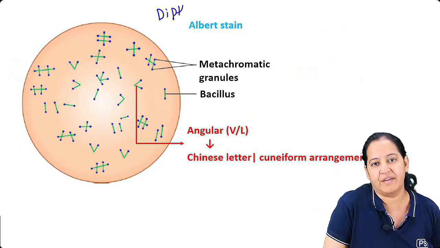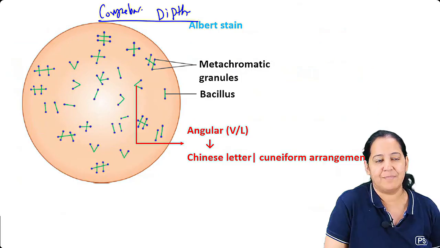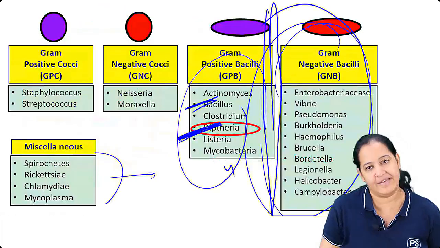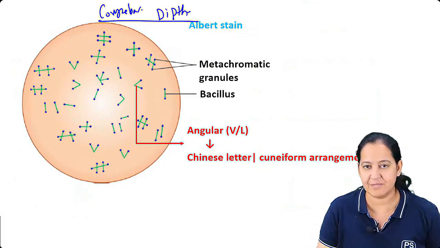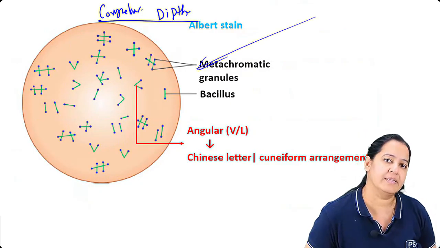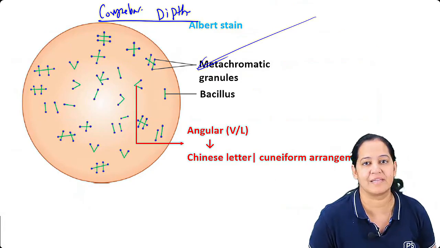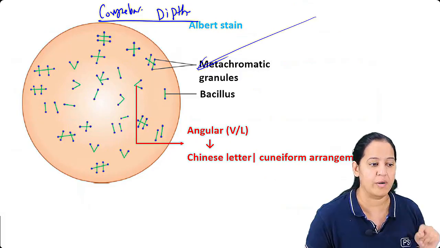So let's come to the next bacteria, Corynebacterium diphtheria. ठीक है? This diagram I have already explained to you yesterday. Have I explained this diagram yesterday? You can see, which stain is it? Yes ma'am, it's Albert stain. Those who attended my yesterday's lecture know what Albert stain is.